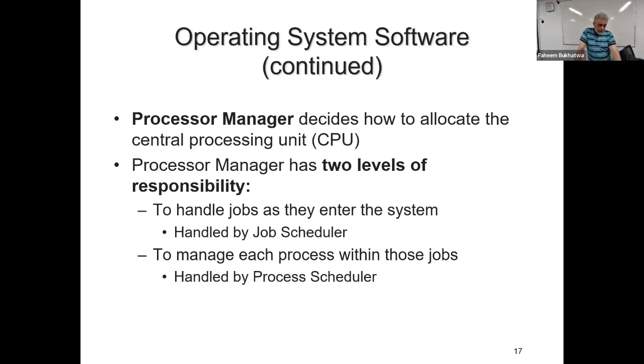So you need to handle the jobs as they enter the system, and they call these programs that deal with jobs job schedulers or schedulers. That means they put you into a timeline. You start waiting for the CPU with a group of others. They give you a timetable, you join the queue and you start working. They call these job schedulers. Job is like a program just arriving. It's not a process yet.